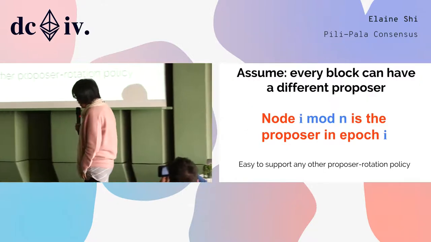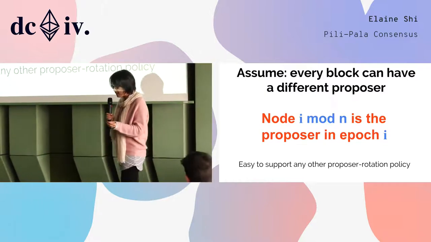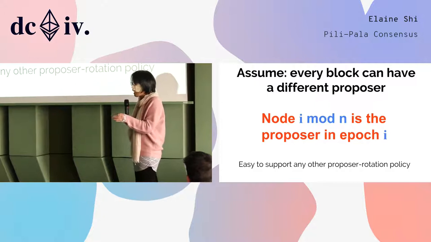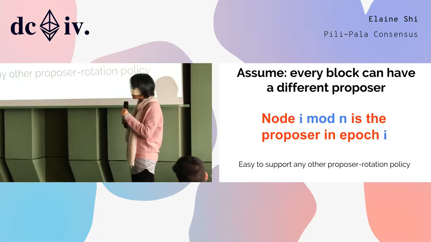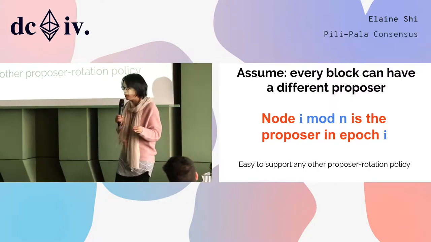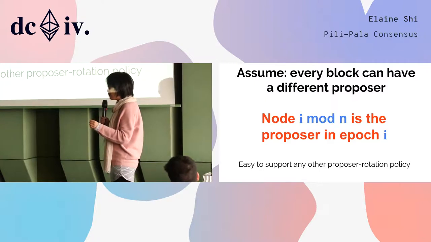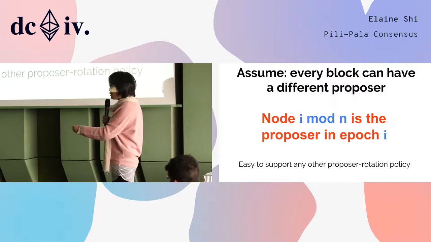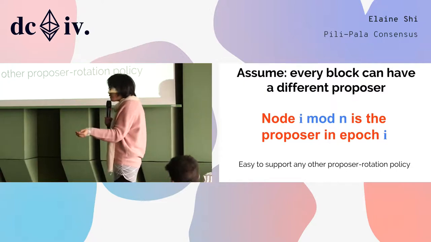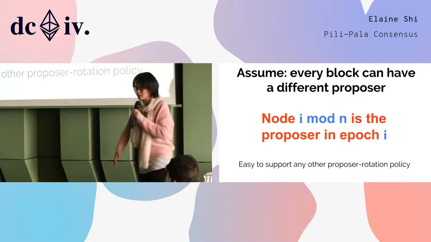So since we are going to talk about proposal rotation, the most challenging case is if every block can allow a new proposer. And that's what we are going to stick to in this talk. We are going to assume a very simple round-robin policy. And in epoch i, node i is the proposer. So if we can solve this extreme case, then the other cases are simpler. For instance, you can have a stability-favoring policy where you only switch the proposer when the current one doesn't work. But this is what we are going to stick to in this talk.